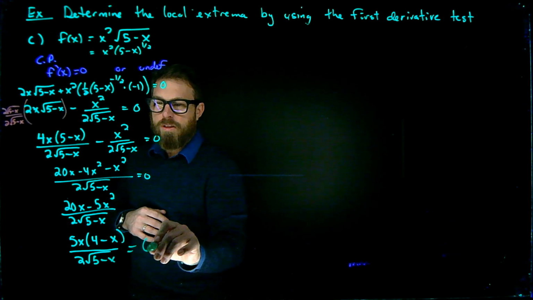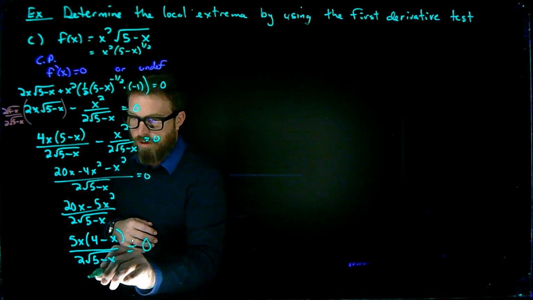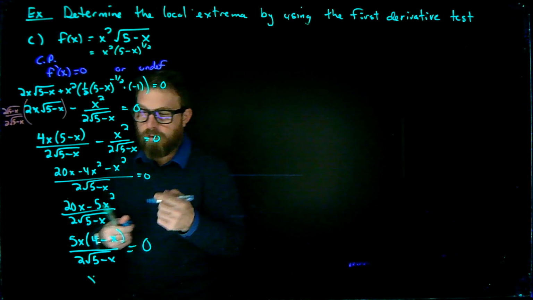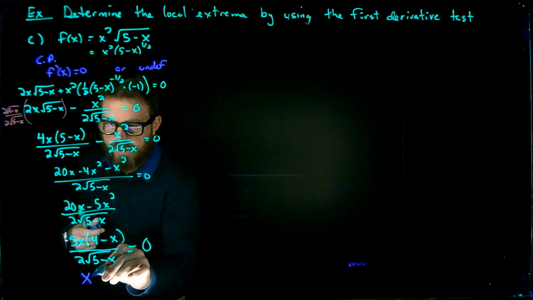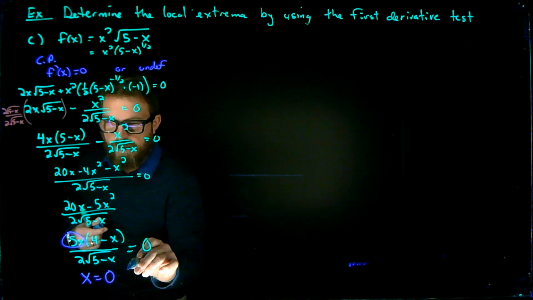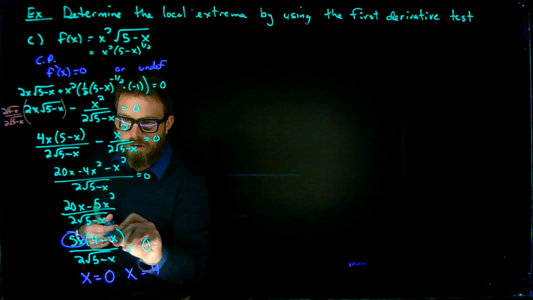Now, this is equal to 0 when the numerator is equal to 0. So clearly, let's do these in blue, I like the critical values. So x equals 0, that comes from that one. And then x equals 4, that'll come from that factor.